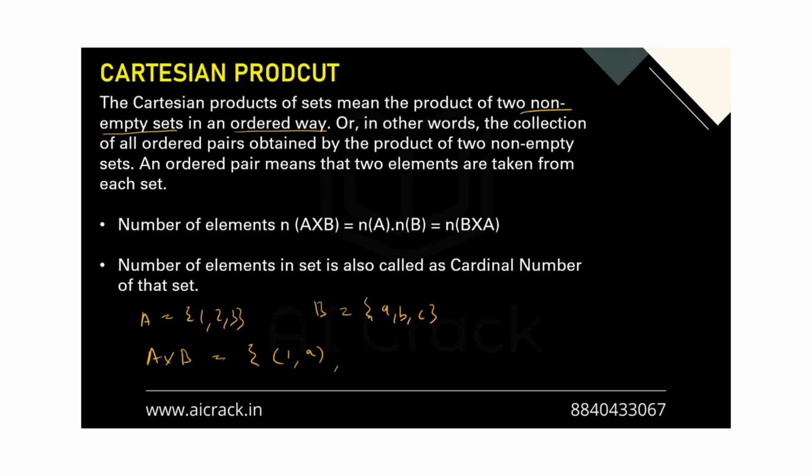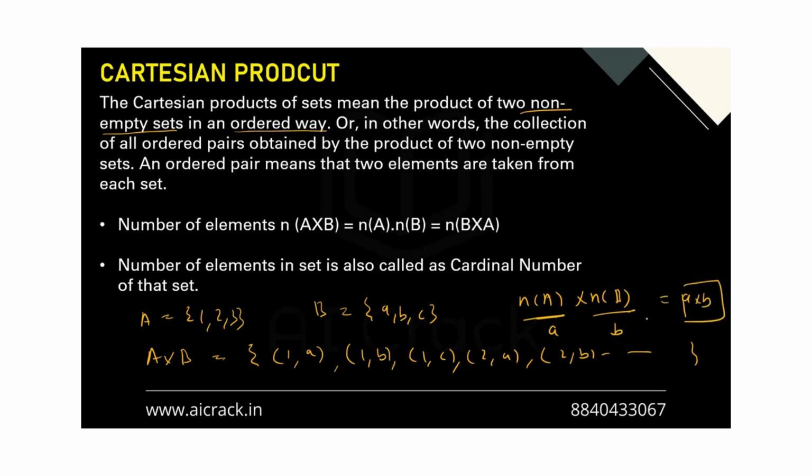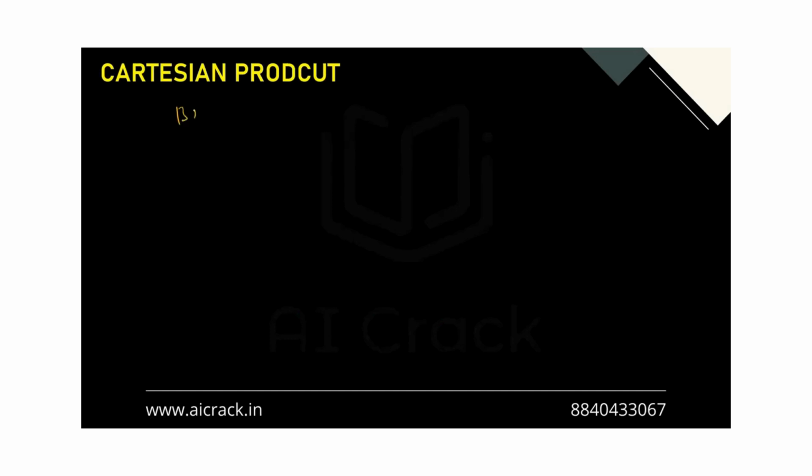So similarly, we can take all the possible pairs over here. So 1 comma a, 1 comma b, 1 comma c, 2 comma a, 2 comma b, and so on. We can write all the elements over here. Now, since every element of this set is being paired with every element of B set, the total number of elements would be n(A) multiplied by n(B). So if we have a elements over here and b elements over here, the total number of elements would be a into b, right?